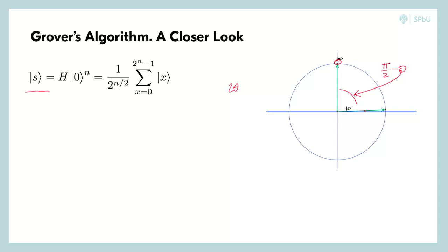We need to know the value of this angle to compute the number of iterations. Now, when we don't know anything about omega, but we must know theta, we have to choose some vector whose angle to omega we will know. And the only such vector is S, because it has equal angles to all the basis vectors of the space.